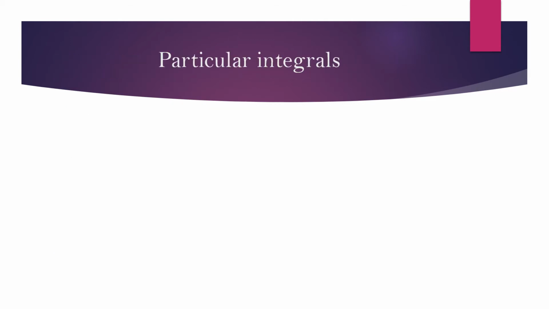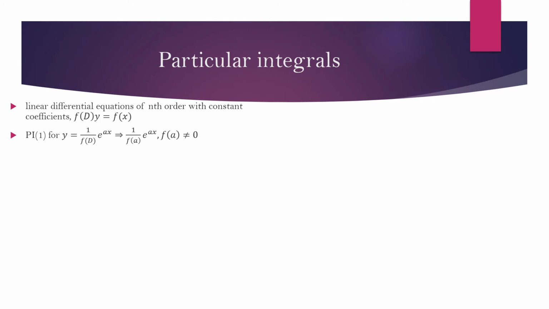We are going to study the particular integral for linear differential equations of nth order with constant coefficients. First case is e to the power ax, where I have to find the PI for e to the power ax. We just replace D with a. If f(a) is not equal to 0, then that is the PI. If f(a) is equal to 0, meaning the denominator is getting 0 value, then we have to multiply with x, differentiate the denominator term with respect to D, and again put the value of D as a.